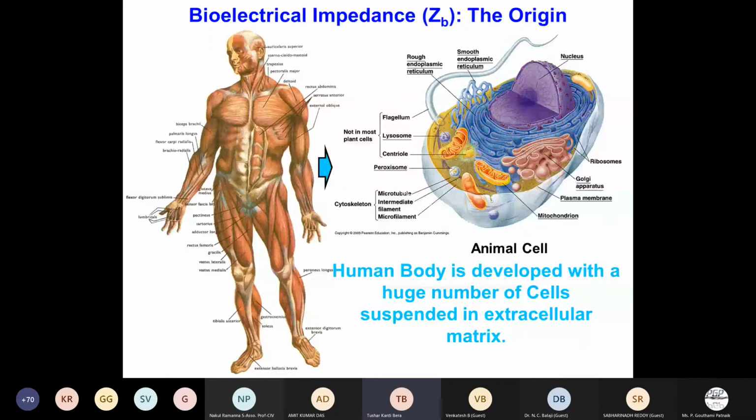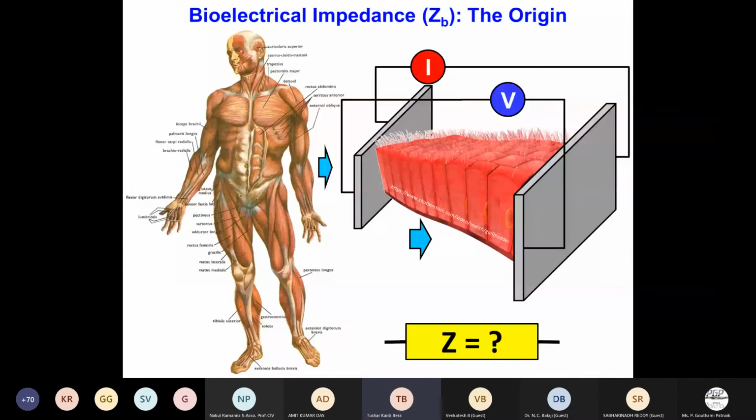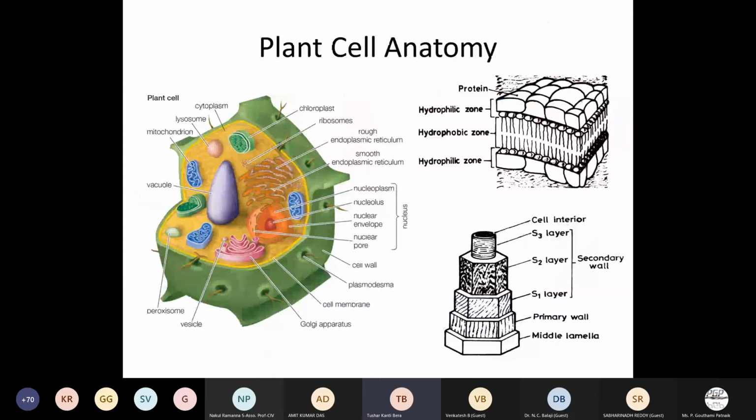So for a biological cell, if we have a particular tissue, as I told, and the tissue is kept between 2 electrodes or 4 electrodes, we can get the impedance. So how is the impedance coming, and what is the origin of that?